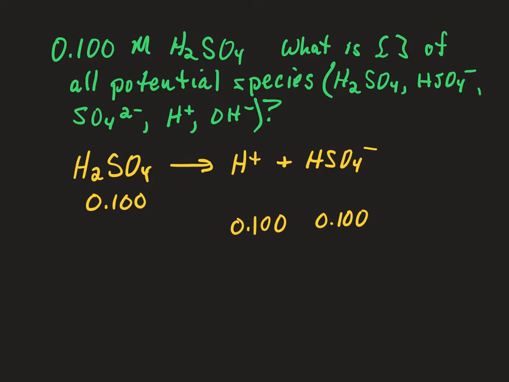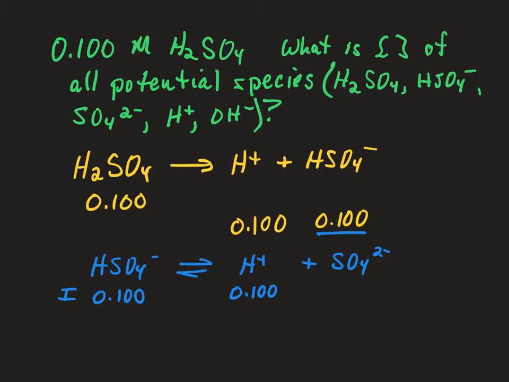So let's consider the dissociation then of the hydrogen sulfate ion. When the hydrogen sulfate ion begins to dissociate, it's going to dissociate with an equilibrium to make hydrogen ions and sulfate ions, right? We're going to start with that 0.100 molar, right? That was the result of that complete dissociation. We're going to have our 0.100 molar, and 0 for the sulfate ion.